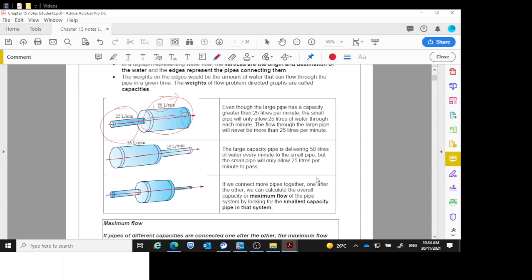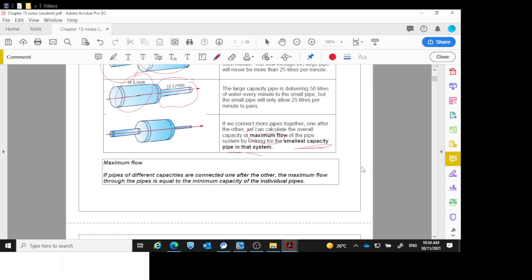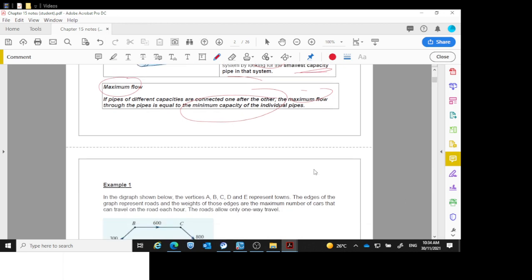With this one, in this second example, we've got 58 litres per minute in there, but this small pipe on the end is only going to allow 25 litres per minute. So again, we can only pass 25 litres per minute. When we're looking at maximum flow, we're looking at the smallest capacity, the smallest cut. That's something I want you to keep in mind. Maximum flow is minimum cut, minimum capacity.